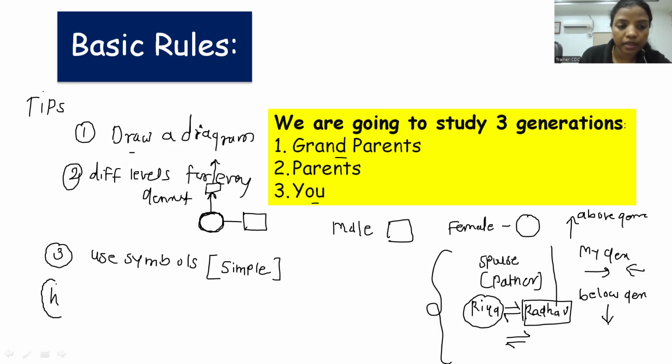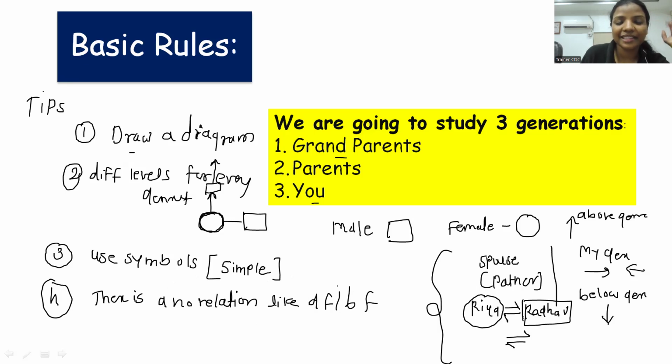Now the next tip I want to give you. There are no relations like girlfriend or boyfriend which they will give you in the blood relation topic, and also friends, there is no relation of friends. Also two wives or two husbands, there are no such relations here in blood relation. You don't have to consider that, and they will not give questions from this. I have given you four tips till now, correct?